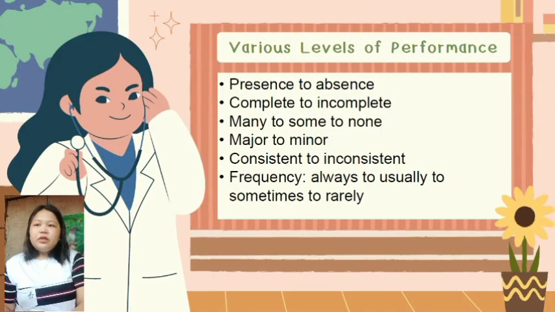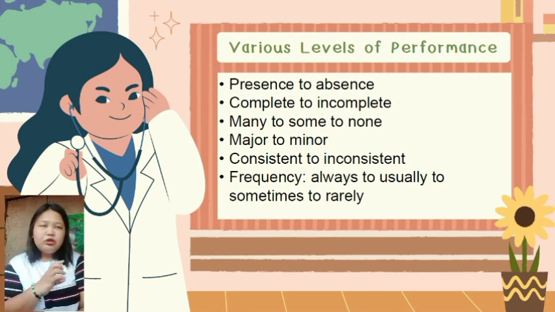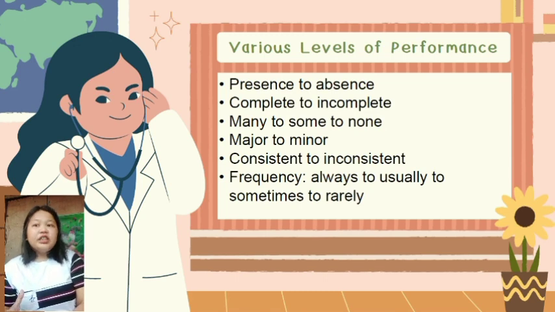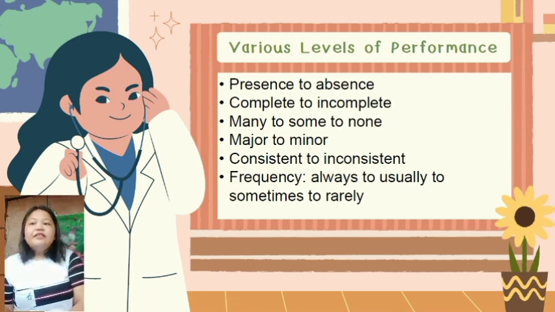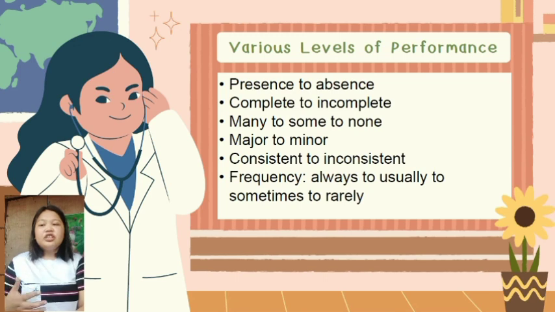We have the various levels of performance in the description. Earlier, the top row showed the levels, the exact level of performance accompanied with numbers. So this is the description of the level. From presence to absence. Since we're going to start from the highest level of ability and level of performance: from presence to absence, from complete to incomplete, from many to some to none, from major to minor, from consistent to inconsistent, and in the frequency, from always to usually to sometimes to rarely. So these are the concepts that convey various levels of performance.